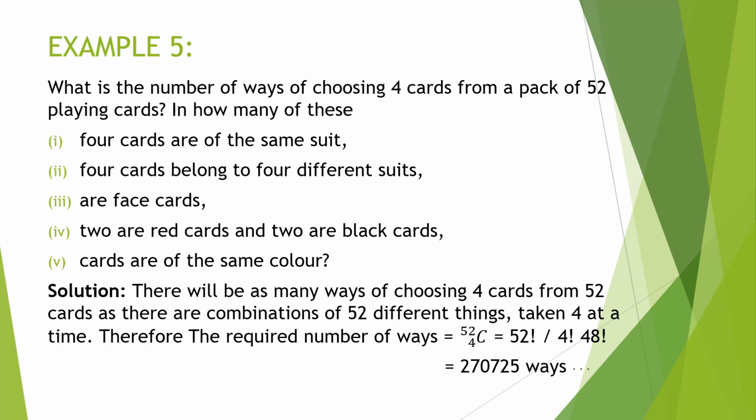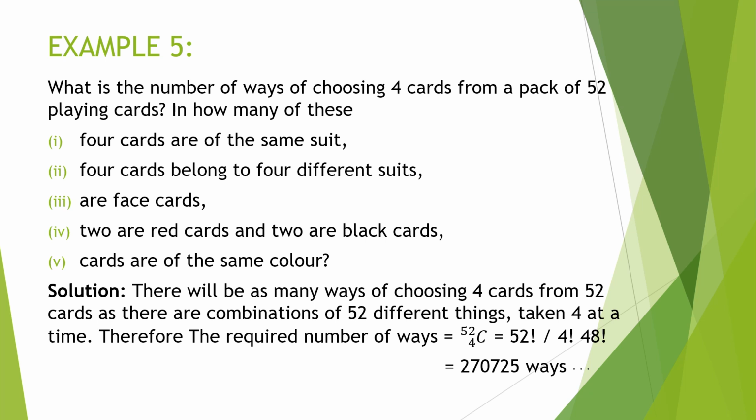Example 5. What is the number of ways of choosing 4 cards from a pack of 52 playing cards? And then some other cases are asked. The first thing is, there will be as many ways of choosing 4 cards from 52 cards as there are combinations of 52 different things taken 4 at a time. You are just selecting any 4 cards from 52 cards. So that is possible in 52C4 ways. nCr is n factorial upon r factorial, n minus r factorial. So numerator 52 factorial, denominator 4 factorial into 52 minus 4, that means 48 factorial.